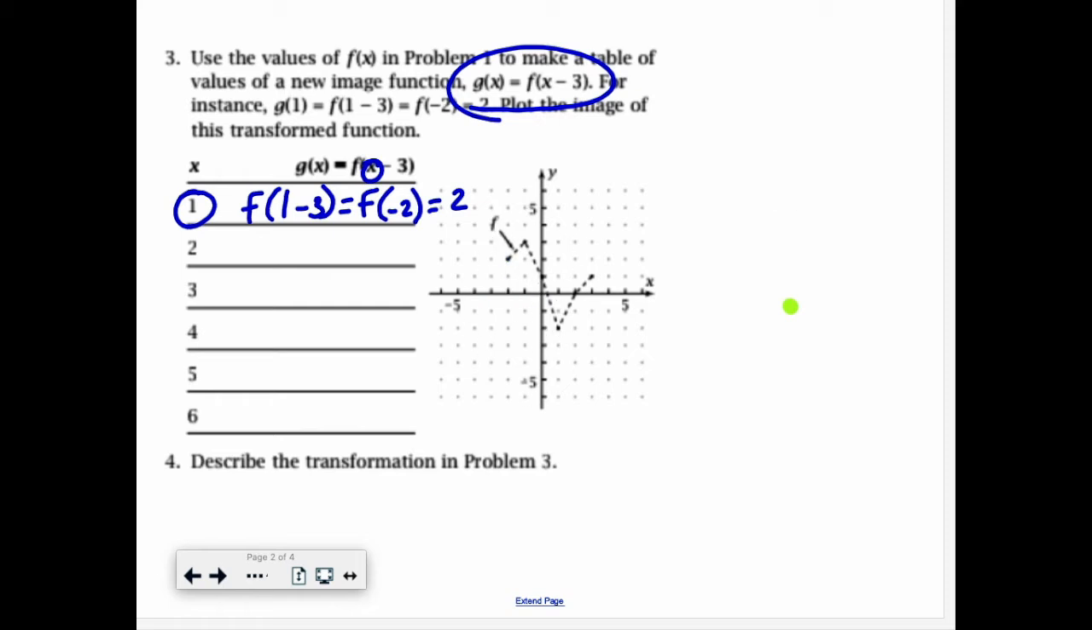Let's do the next one. I have f of 2 minus 3. That's f of negative 1. If I go over to negative 1, up to here, that's 3. And I'm just going to do that for all of them.